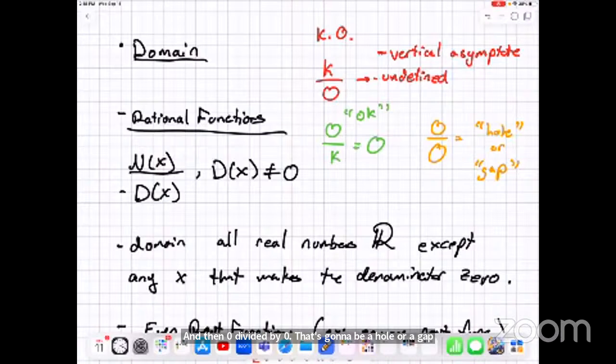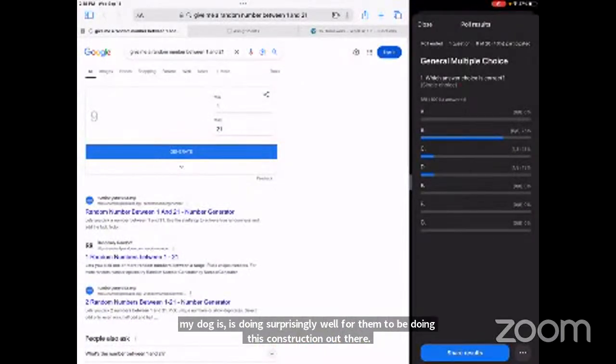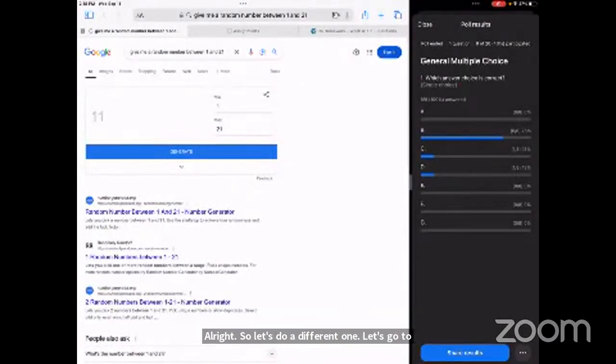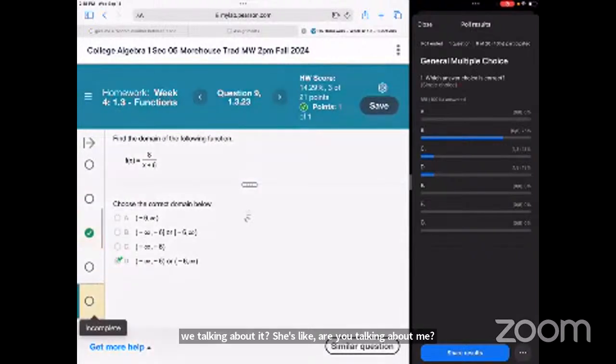My dog is doing surprisingly well for them to be doing this construction out there. All right, so let's do a different one. Let's go to question number 11. I'm glad we're having this time. Oh, she heard me talking about her. She's like, "Are you talking about me? Keep my name off your mouth."